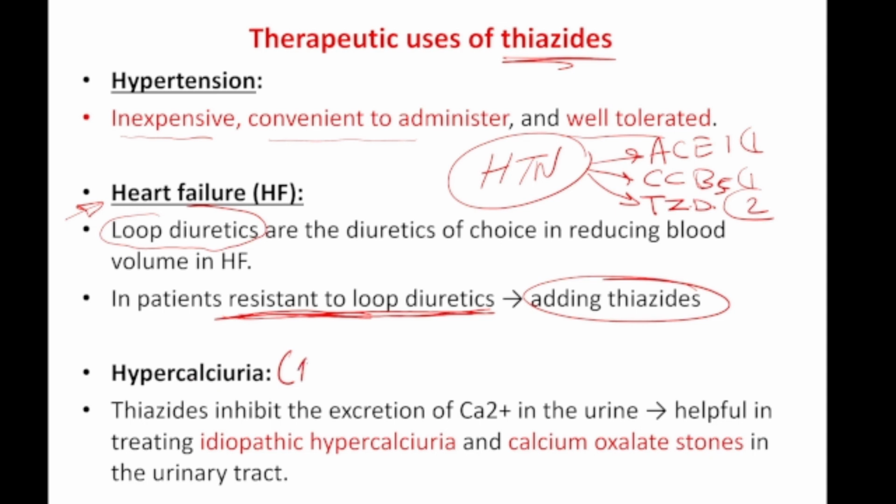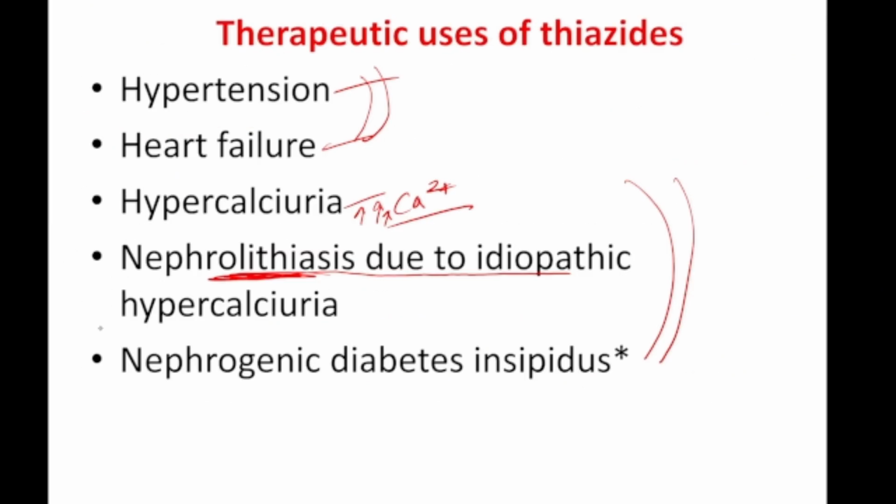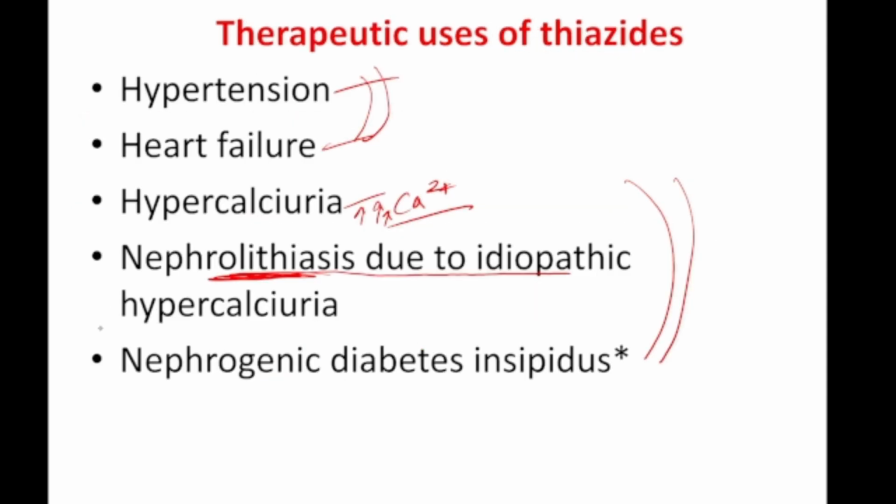Hypercalciuria means increased level of calcium in the urine. Thiazide inhibits excretion of calcium in the urine, and this is considered for idiopathic hypercalciuria and calcium oxalate stone in the urinary tract. We already covered this one in the previous slide on the whiteboard. Again: hypertension, heart failure, hypercalciuria, nephrolithiasis, and nephrogenic diabetes insipidus. The last one will be covered in the endocrine pharmacology.